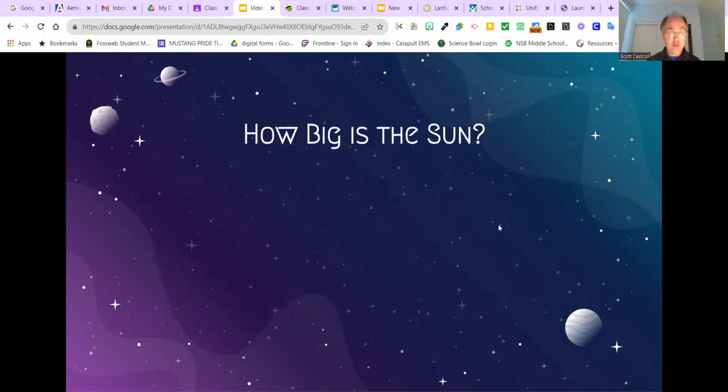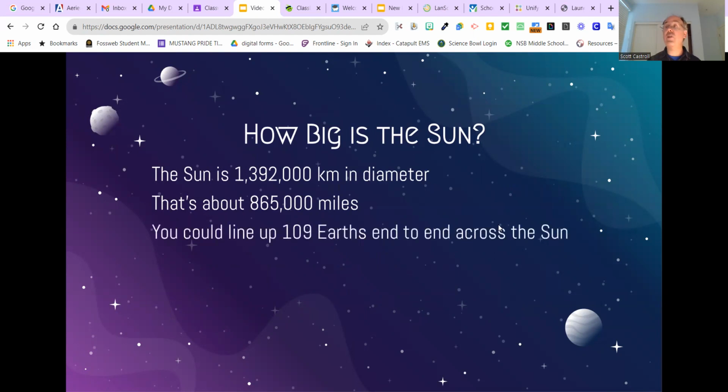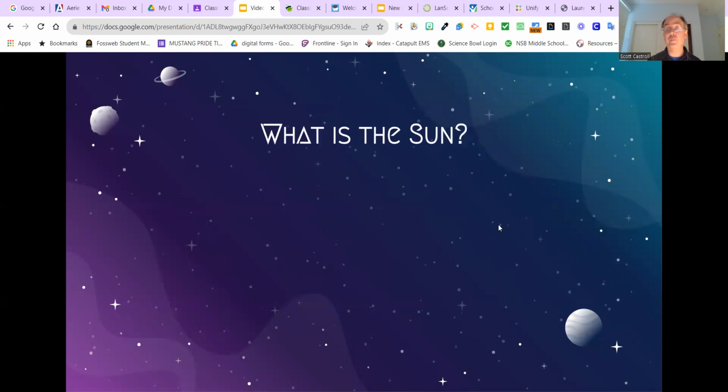How big is the Sun? Pretty darn big. The Sun is 1,392,000 kilometers in diameter. That's 865,000 miles. If you put a line of Earths end to end across the Sun, you'd need 109 of them. And if you wanted to fill the Sun with Earths, you'd need 1.3 million.